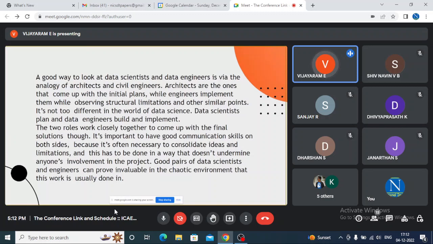Likewise, there is the data scientist and the data engineer. The data scientist comes up with a model and gives it to the data engineer. The data engineer then uses it and improves the efficiency of the algorithm. So the two roles work closely together to come up with the final solution. It's important to have good communication skills on both sides. Like the data engineer decides what language to be used, what regression models to be used, etc.